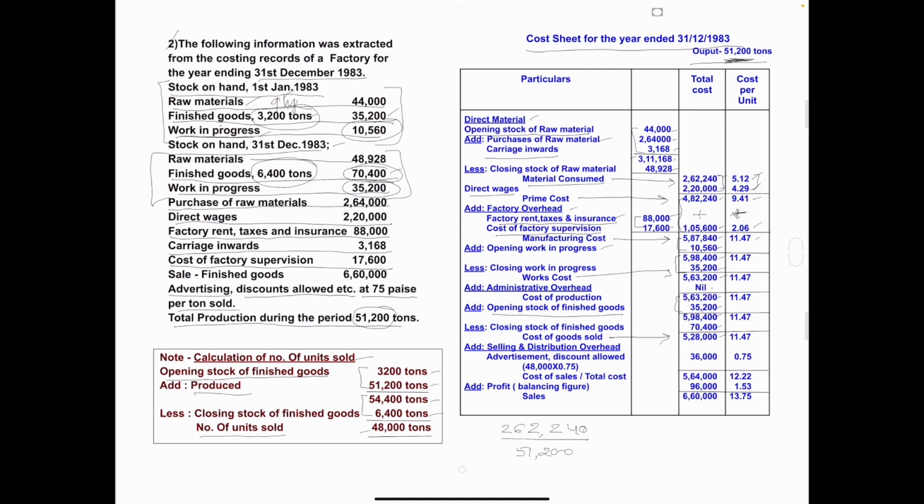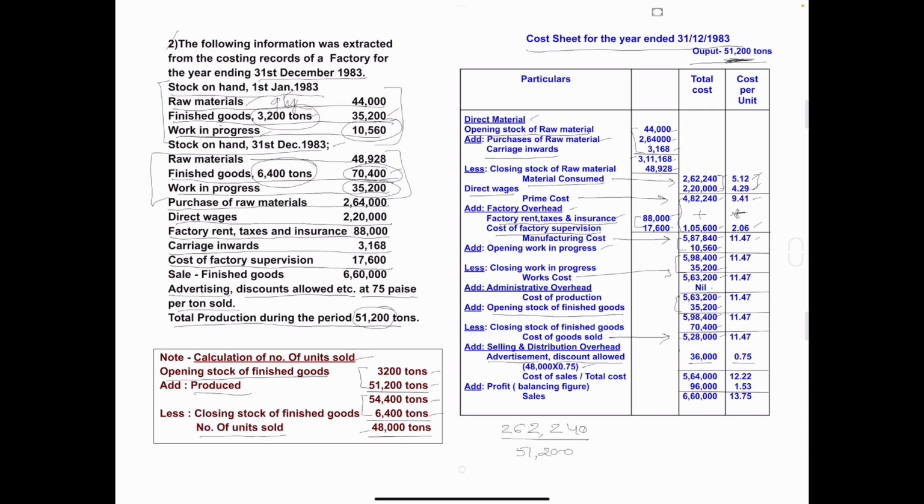Come to the solution part. Write here selling and distribution overhead. In that, advertisement, discount allowed. If you sell 1 unit, 1 ton, the selling expenses will be 75 paise. I have written here in the per unit column 0.75. For per ton or per unit, the expense is 0.75. Total we have to get, so for that I have written in the bracket. The number of units sold is 48,000, just now we have calculated. So 48,000 into 0.75, and the amount you will get is 36,000.